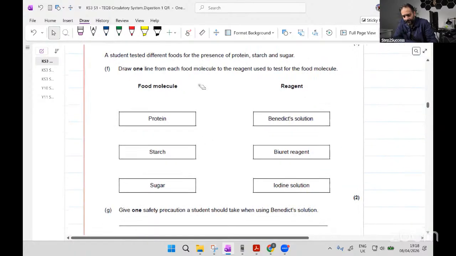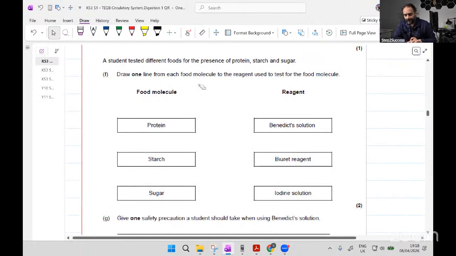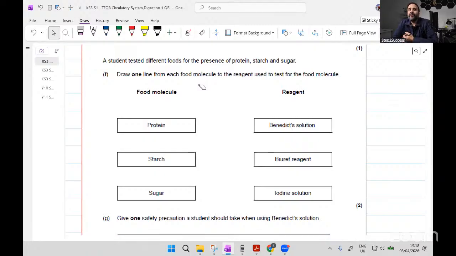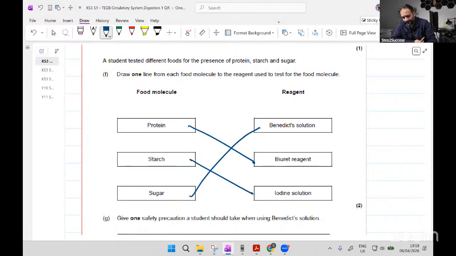A student tested different foods for the presence of protein, starch, and sugar. These are all just things that you will gradually learn, which is that when you test for these foods, there are different solutions that you use to do the test. For protein, it is this stuff here. For starch, it is this one here. And for sugar, it is that one there.